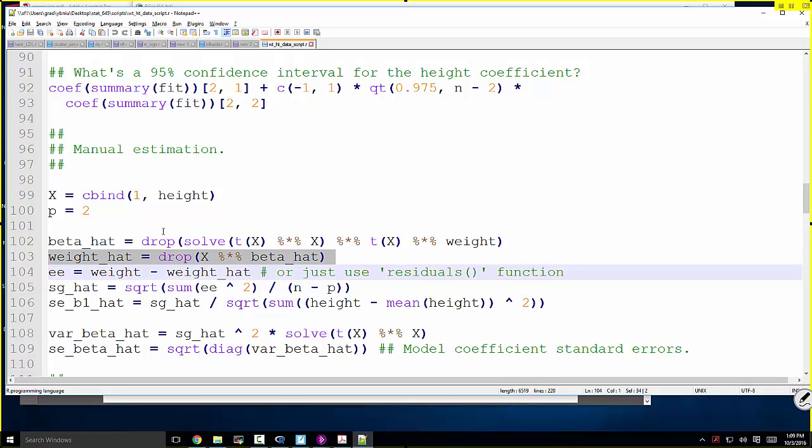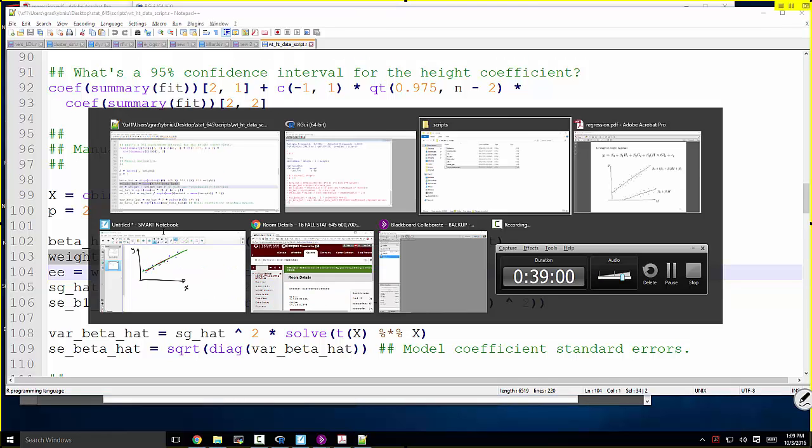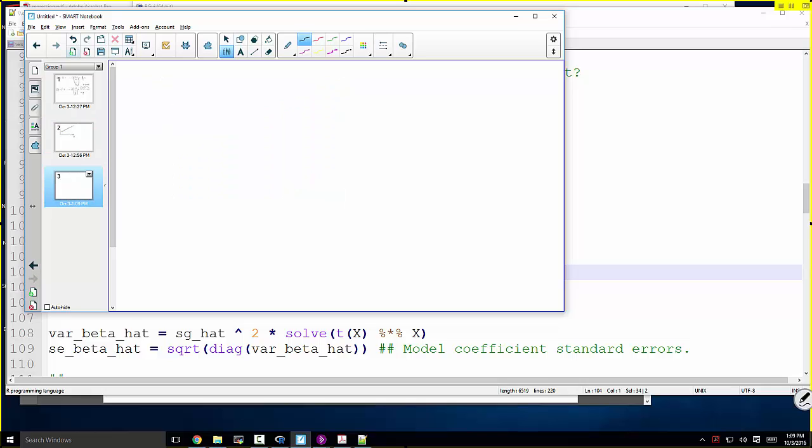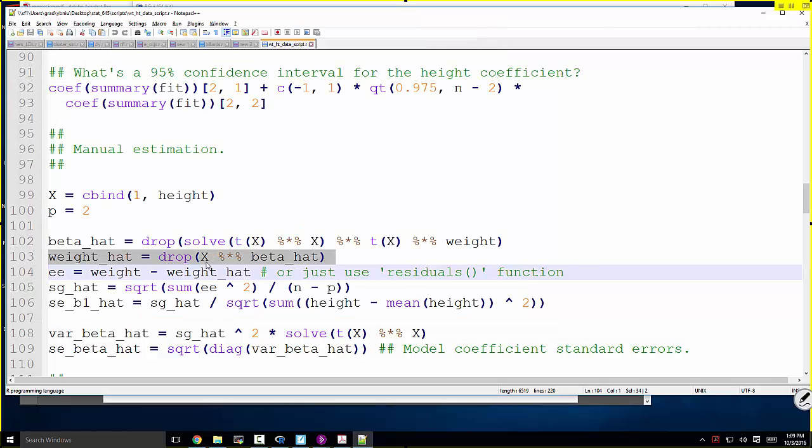The fitted values of the response. If our model says Y equals X beta plus epsilon, then my fitted value would be Y with a hat on top, equal to X times beta with a hat on top. Once we've estimated beta, we have fitted values that we can pull out. That's what this is doing. X times beta hat are my fitted values.